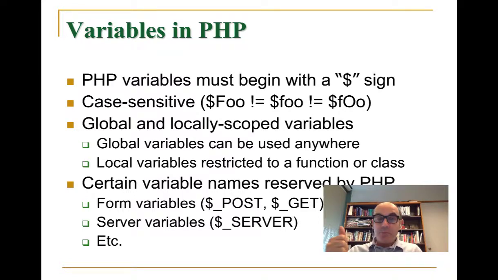We can classify variables by two distinctions. One is local versus global. A global variable can be used anywhere. A local variable is restricted to a function or a class. So this is the issue with global versus local.